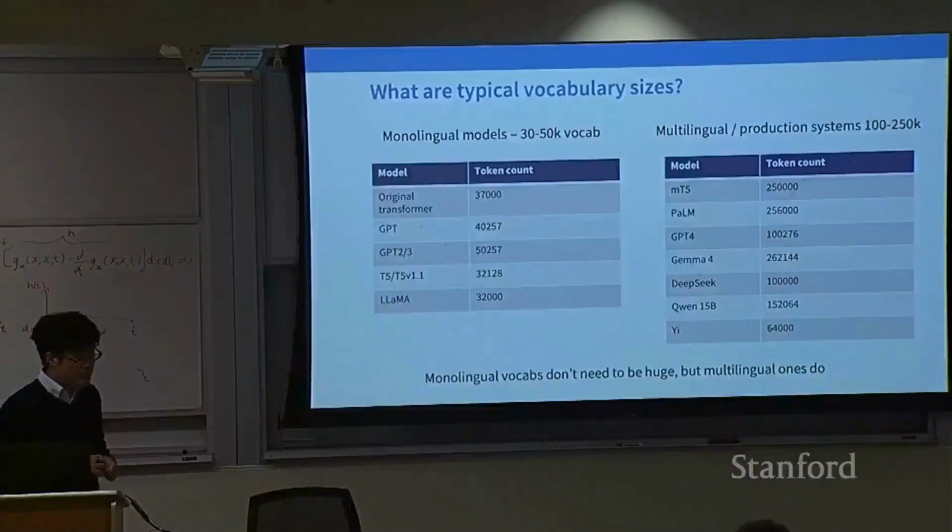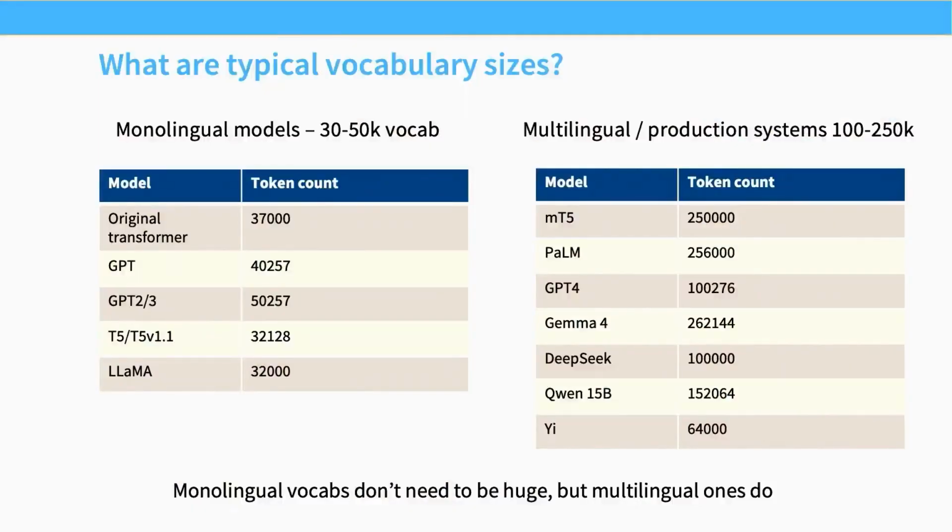Okay, and then maybe the last hyperparameter thing that I want to mention is vocabulary sizes. And this one's kind of interesting to me because there's a really clear difference between two classes of models. In the early days of open source model training, there were a lot of monolingual models whose only goal was to be good on English. And for those models, you had a much smaller vocab size, in the 30,000 range.